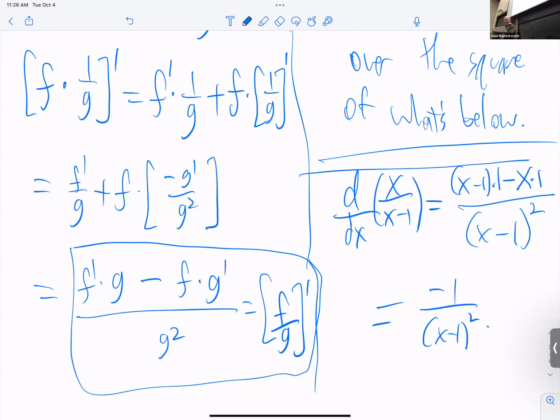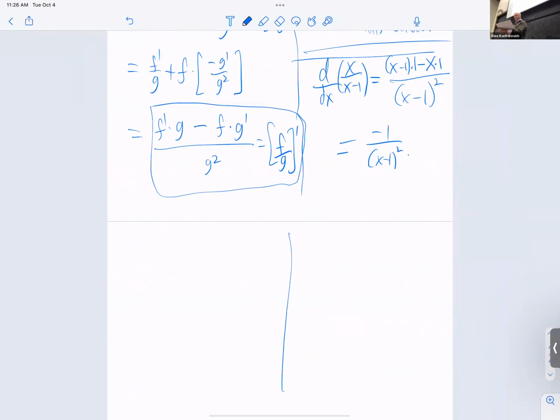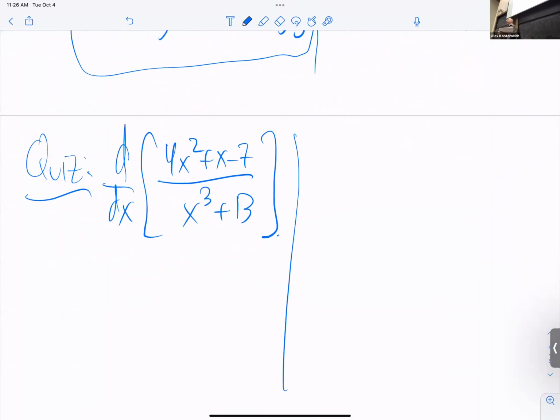Good? Let's do another. This is an internal quiz, not to be handed in. Let's see how you do with the derivative of 4x squared plus x minus 7 divided by x cubed plus 13. Whoa. Can you imagine how long it would take for us to figure this out if we were using the limit definition? Shortcuts. You are more than welcome to practice your limits and see why this thing converges to what it does using the definition.